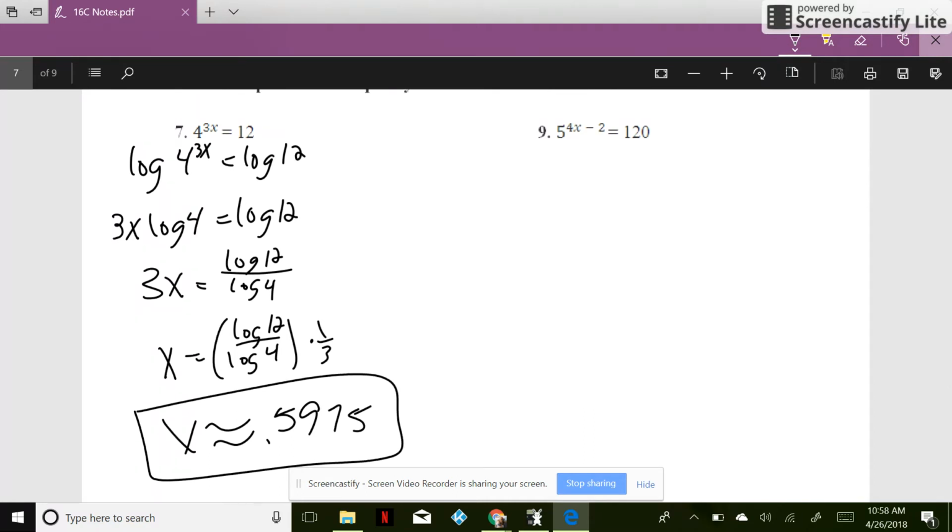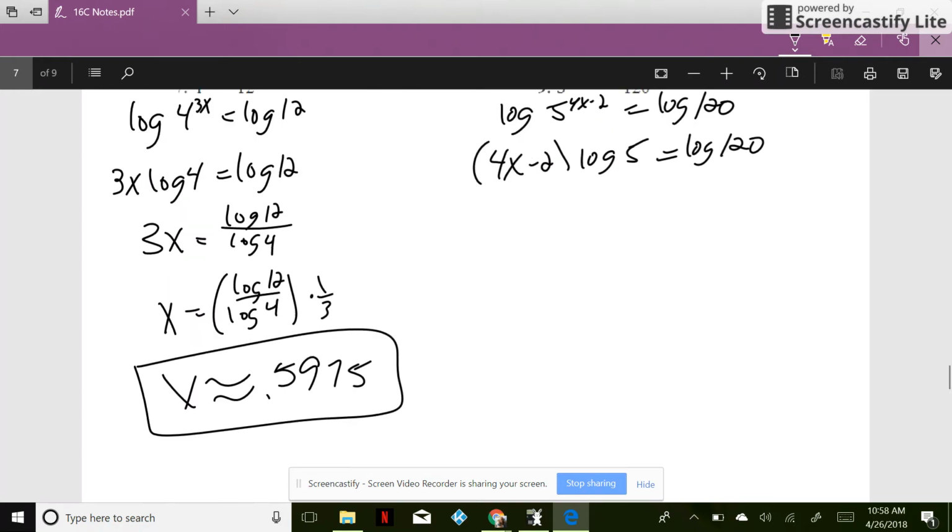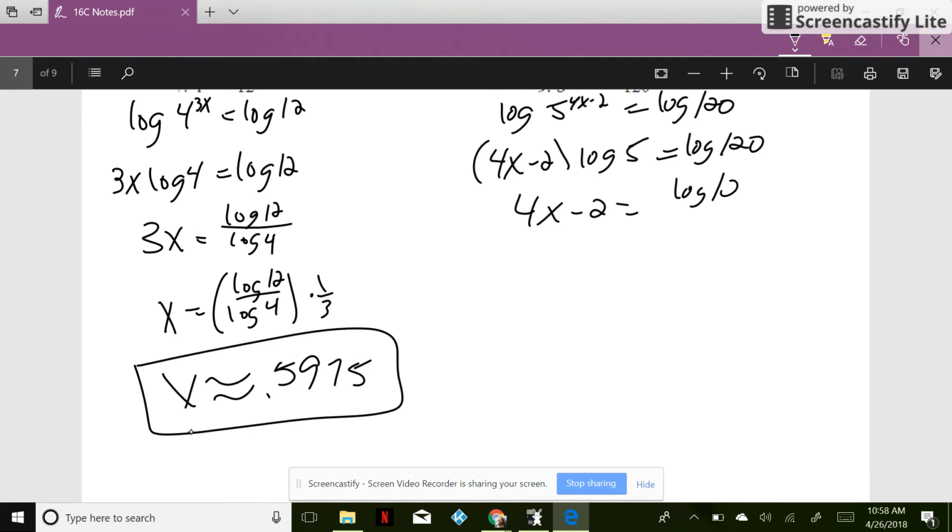So same idea over here. We want to take the log of both sides. You can bring that 4x minus 2 outside. Divide. Add the 2. And then we can divide by 4.